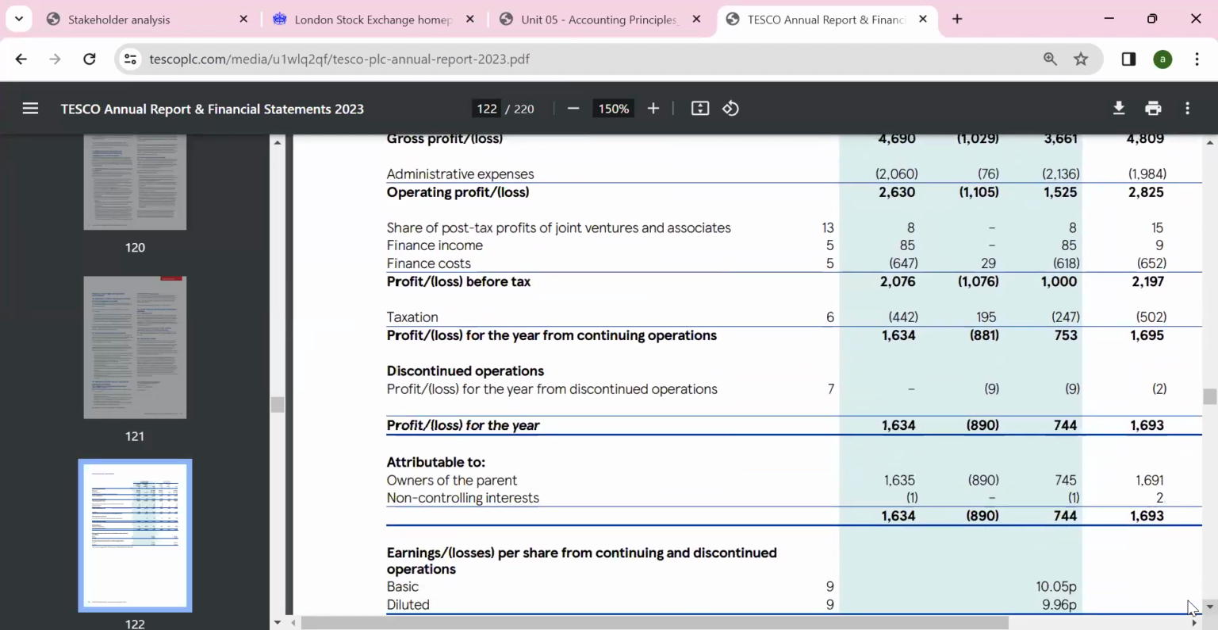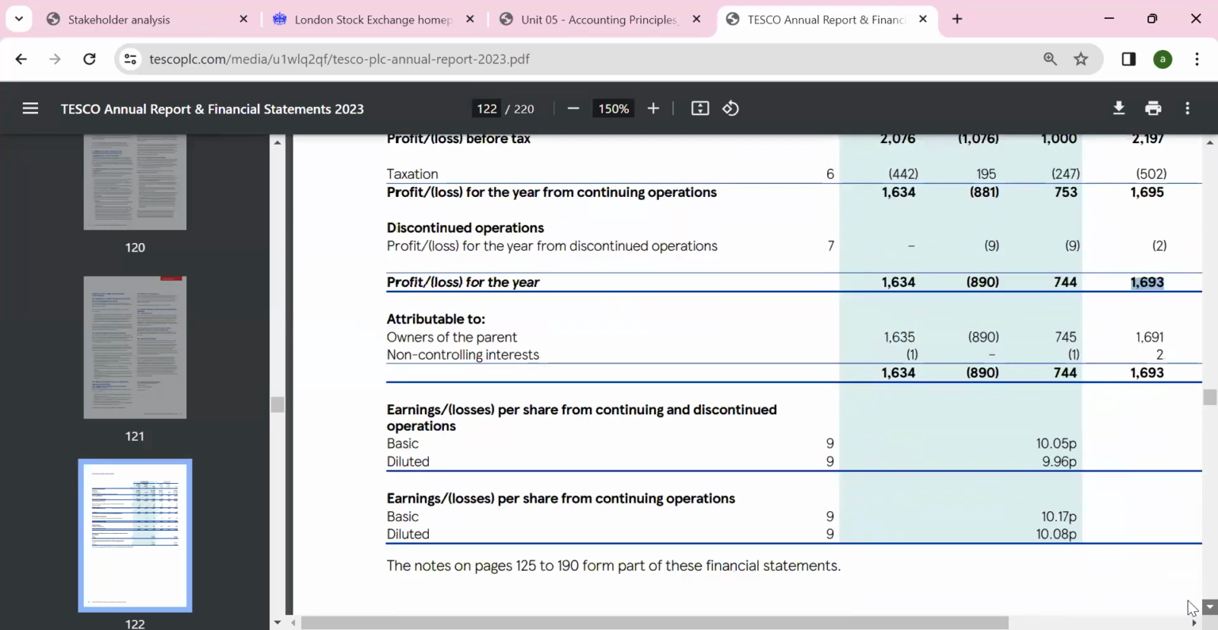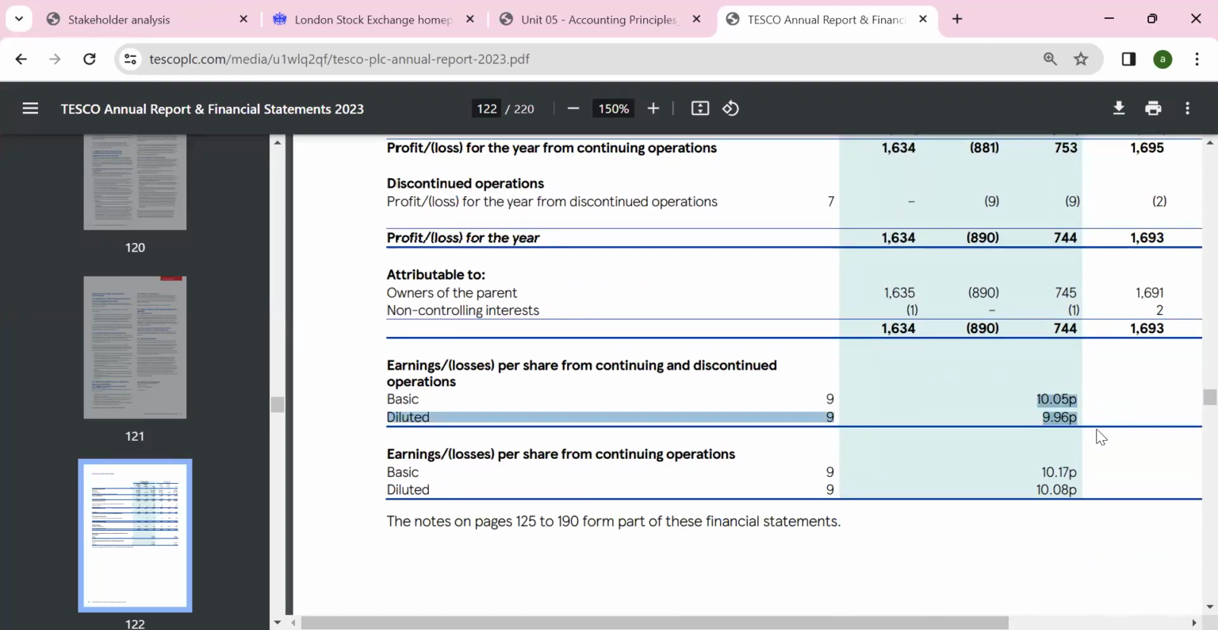You can look at what their profit for the year is. They have 1634 million. Last year was 1693 million. So it means around 60 million is dropped from our profit. How much dividend they paid, the shares. So we can see all these facts and figures.